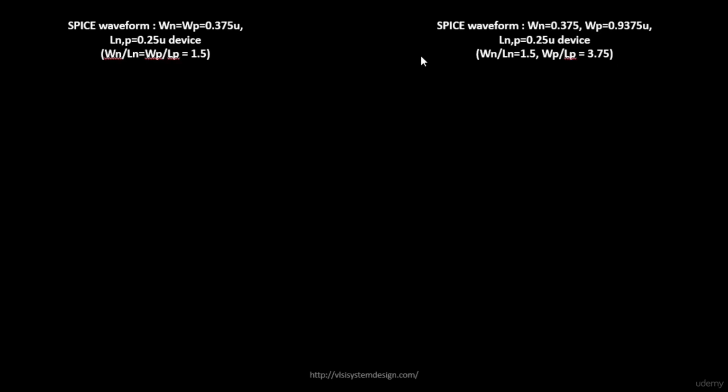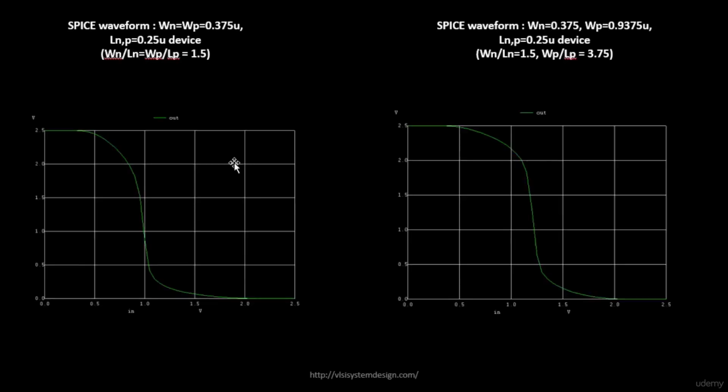Okay, and each one of them has their own uses, their own applications. I'll very soon tell you where this kind of waveforms, or where this kind of buffers or inverters, are used in a real physical design circuit. So I'll come to that. These two have their own applications. There is nothing called good or bad. Everyone has got their own applications. So let's look into the waveform.